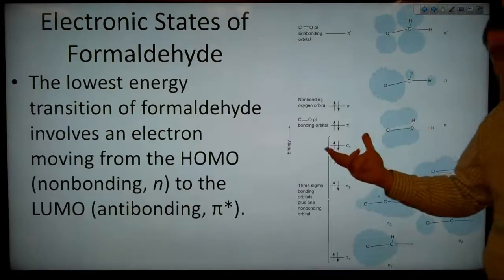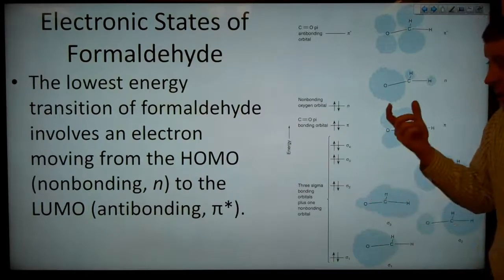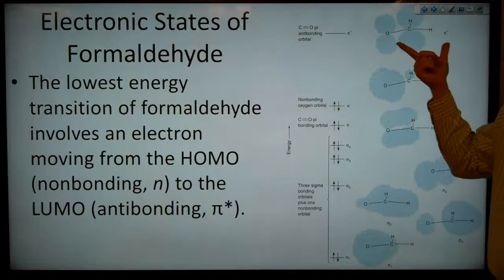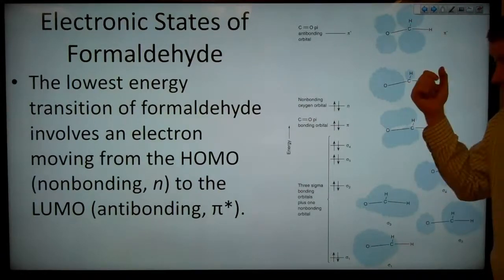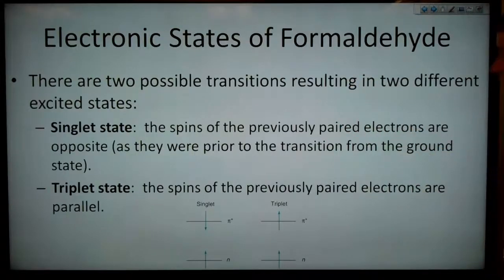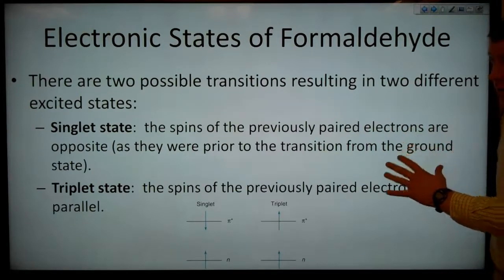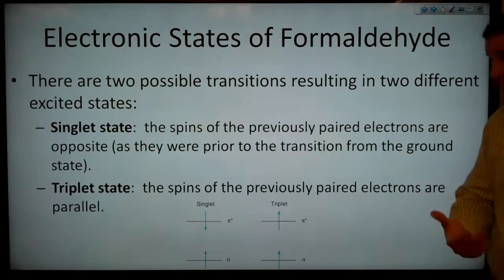So the lowest possible energy transition for formaldehyde involves an electron moving from the HOMO, that non-bonding N orbital, up to the LUMO, the lowest unoccupied molecular orbital, the antibonding pi orbital. And there are two possible transitions here, resulting in two different excited states. The first is a singlet state, so the spins of the previously paired electrons are opposite, as they were prior to the transition from the ground state.